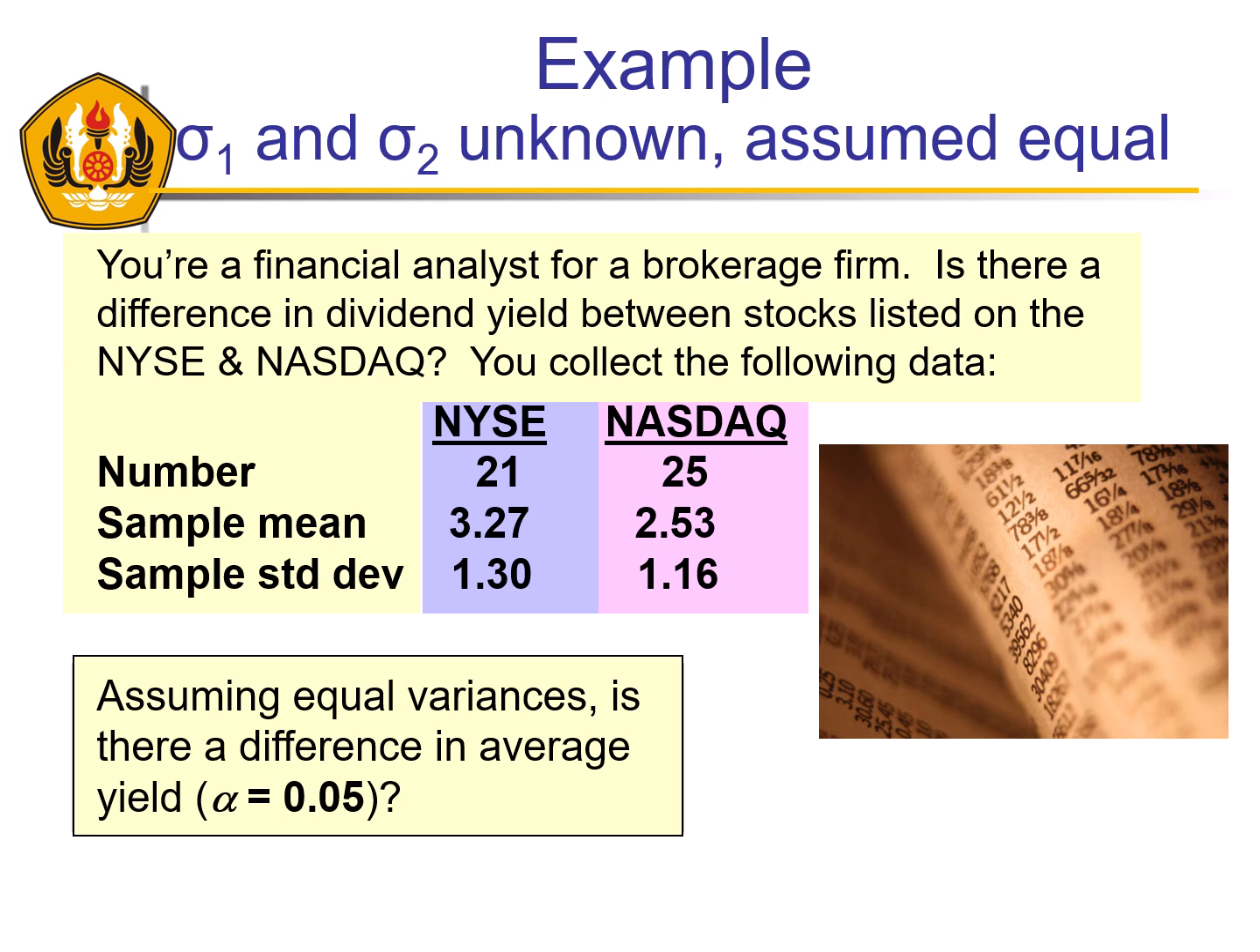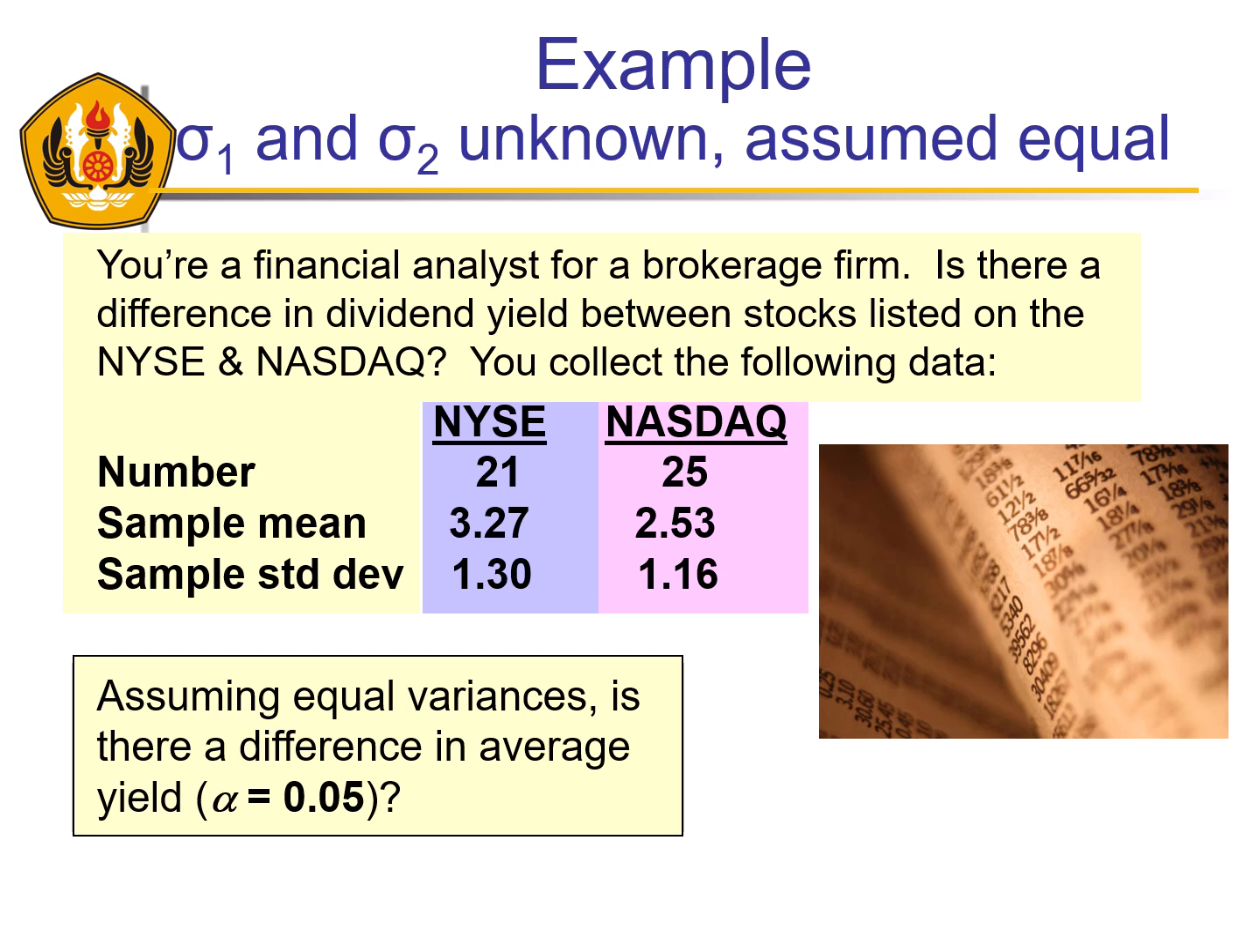So this is an example of an application of hypothesis testing for sigma 1 and sigma 2 unknown, and they are assumed to be equal. You're a financial analyst for a brokerage firm. Is there a difference in dividend yield between stocks listed on the NYSE and Nasdaq? You collect the following data. So we will test whether NYSE and Nasdaq are similar or different in dividend yield.